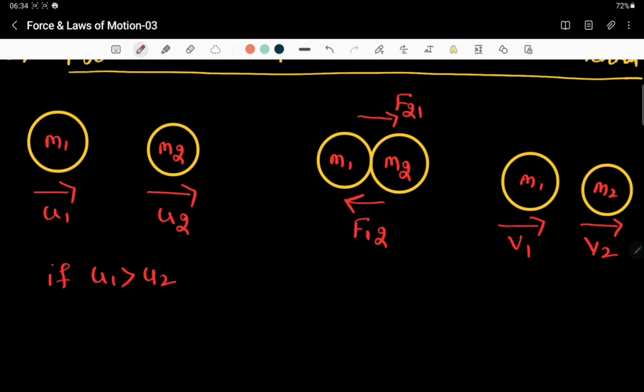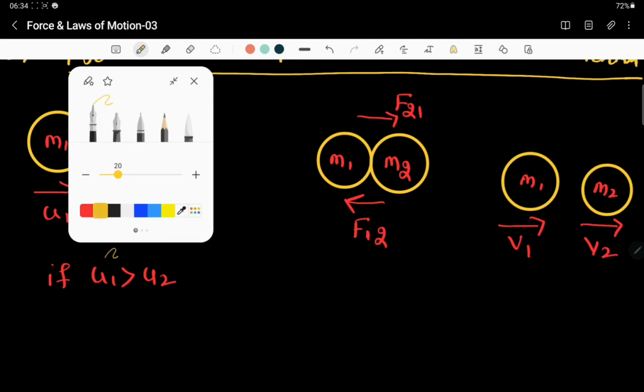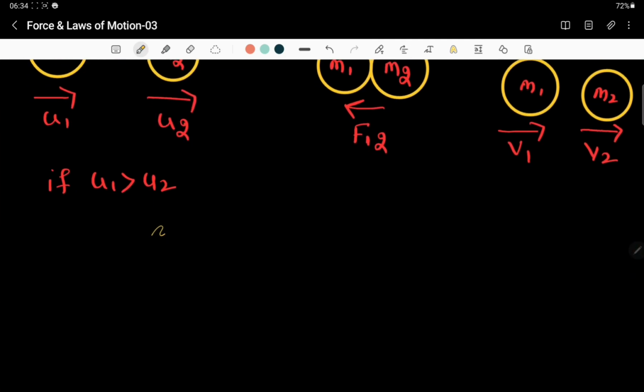All right, you know this. This is the setup before collision, this is during collision, this is after collision. You know that. If you want, you can write it here, otherwise you can skip it, no problem. But now a very important thing comes here.